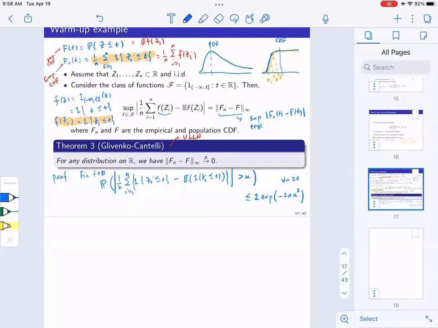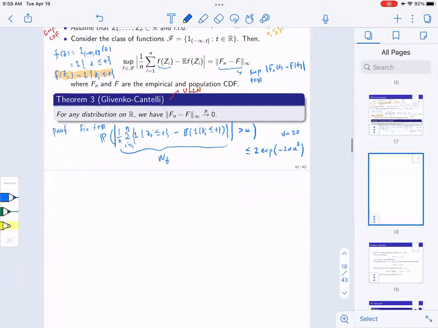What is the next step? I want to take the supremum. I want to do a union bound, basically. So here's the tricky part where the ideas of VC dimension come in. As I vary t, let's call this W_t. The probability that W_t is bigger than u is less than 2e to the negative 2nu squared.